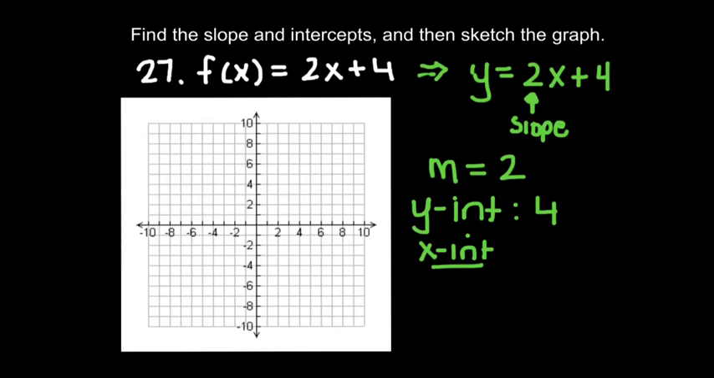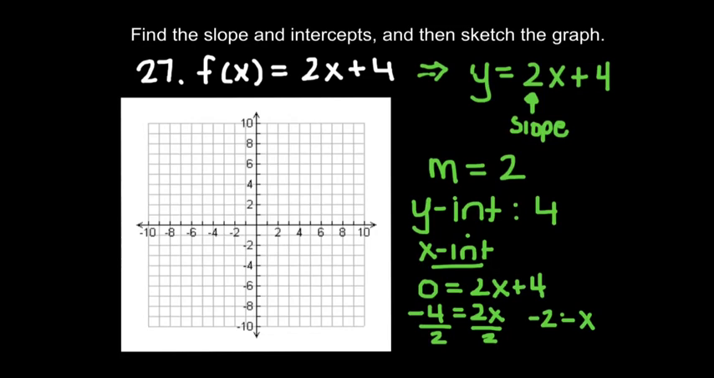I have to let y equal 0. So instead of saying y equals 2x plus 4, I'll say 0 equals 2x plus 4. Solving that gives me negative 4 equals 2x. Dividing both sides by 2 tells me that negative 2 equals x. So my x-intercept is negative 2.